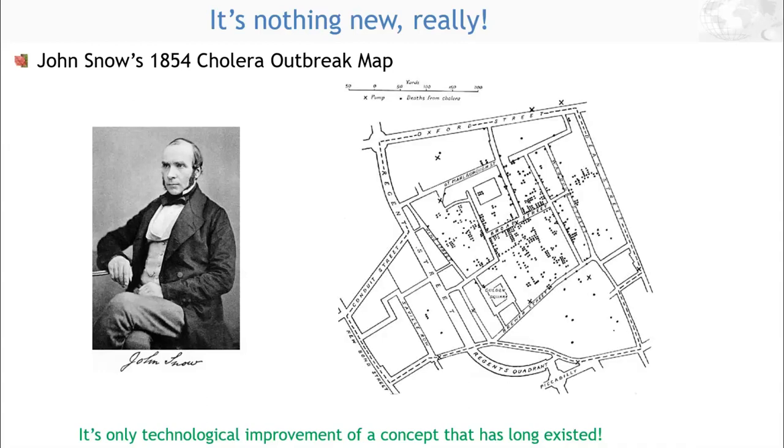By using maps, it was identified that a pump on Broad Street was the source of the disease, and most of the cholera events were clustered within a short distance from the pump that had begun to leak the bacteria. Consequently, the removal of the pump handle led to the cessation of the epidemic around that neighborhood.